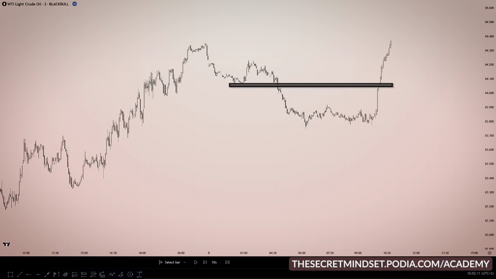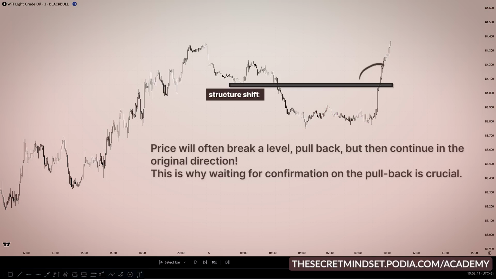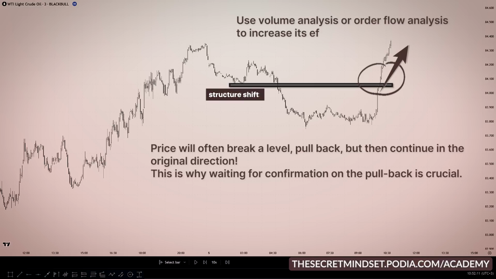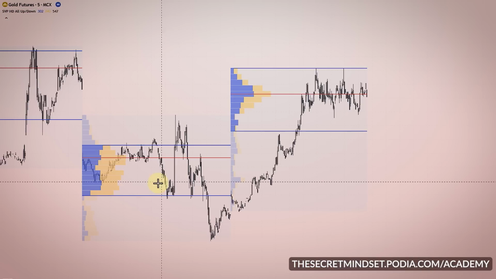Also, be aware that false breakouts can happen. Sometimes price will break a level, pull back, but then continue in the original direction. This is why waiting for confirmation on the pullback is crucial. For advanced traders, this strategy can be combined with other techniques like volume analysis or order flow to increase its effectiveness.